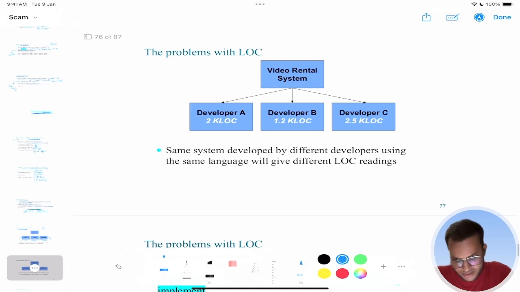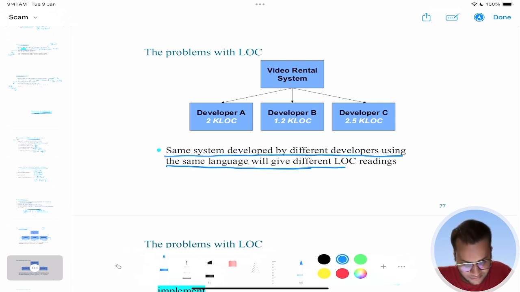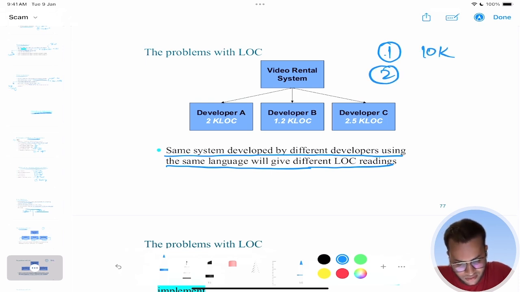Now the second problem is that the same system developed by different developers using the same language will give different LOC ratings. As we know, different developers all have a different thought process. I will think in one way, and another developer will think in a different way. So even if we both use the same programming language, I may develop software with 10,000 lines of code, and he may develop software with 5,000 lines of code, and we both may have the same functionality. So this is another problem with LOC.